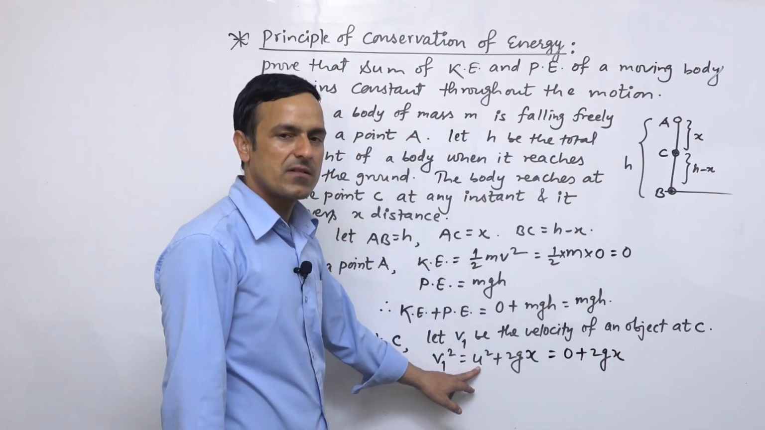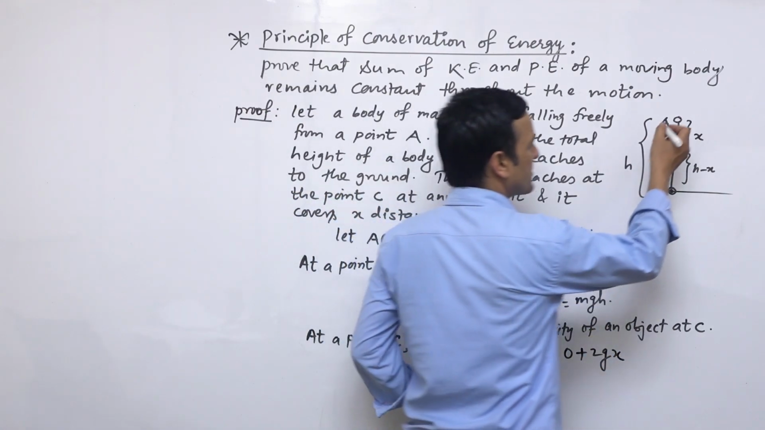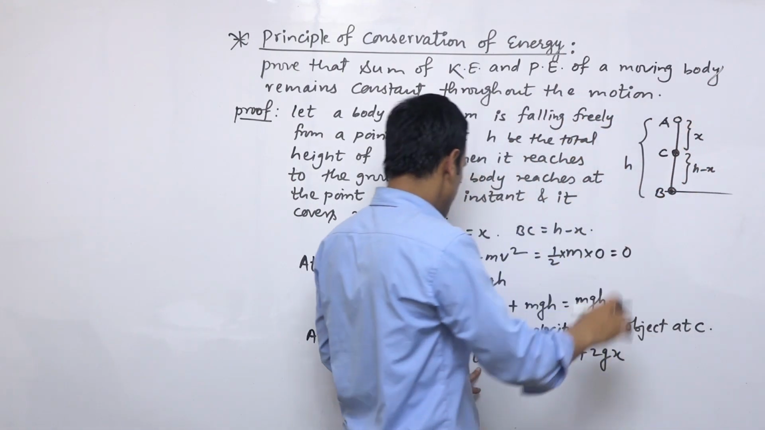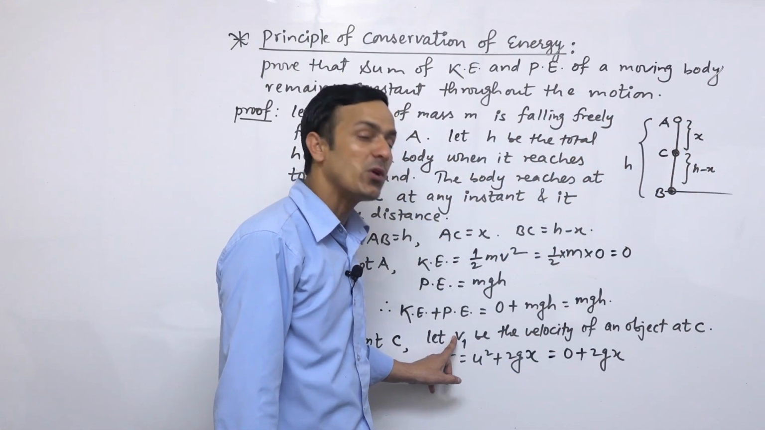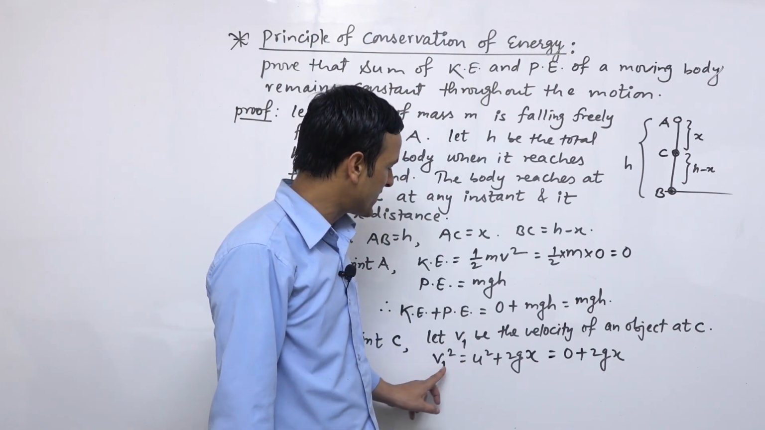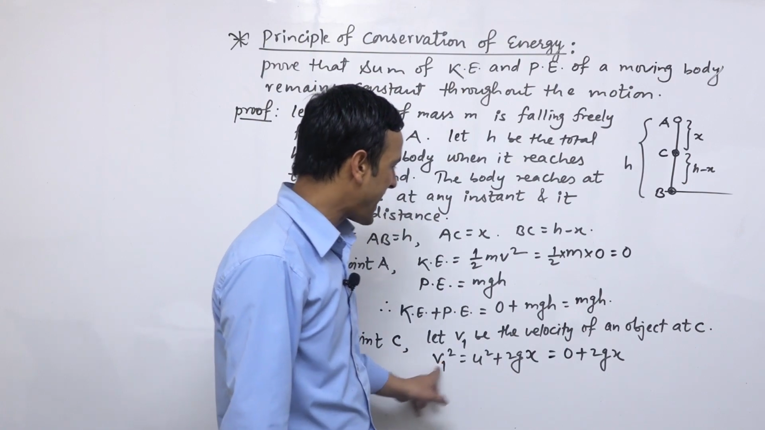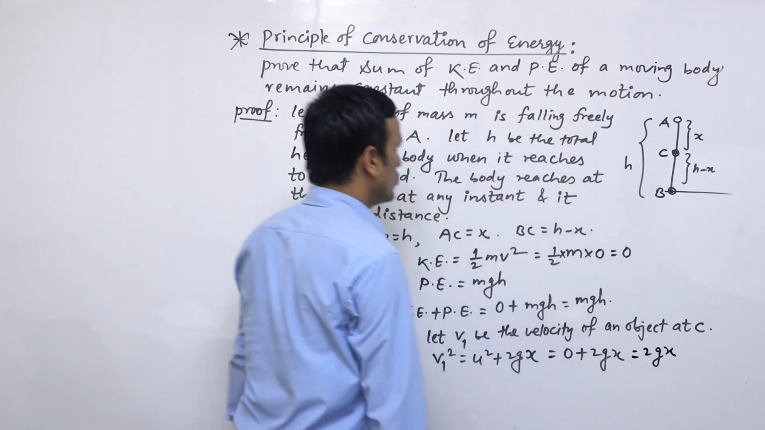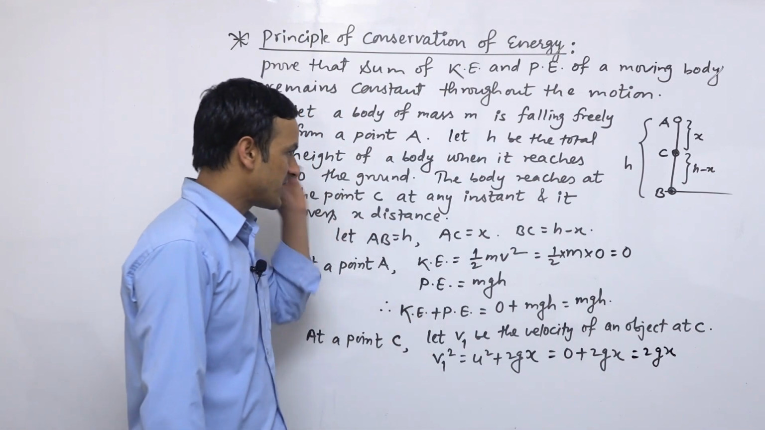u means initial velocity. If the object starts from A, then the initial velocity is 0, and the final velocity is v1, as we supposed. So v1 square is the final velocity squared, and its value is 2gx. So finally its value is 2gx. So this is the value.